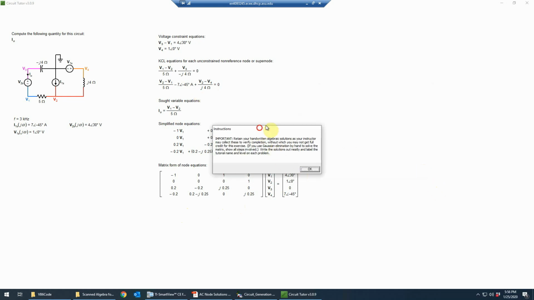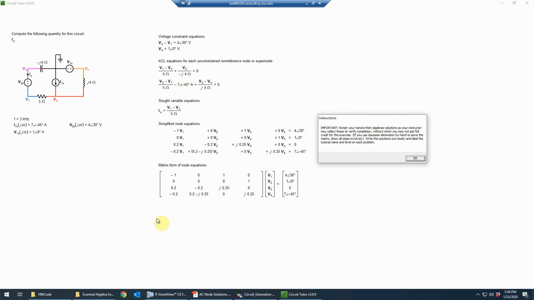Okay, and your instructor might ask you to turn in the written algebra that you did for this. If so, then you should retain that and turn it in if they've requested that. Otherwise, it's a good idea to keep that just as your own record of what you've done, so you can refer to it later when you're studying in case you need to review how to do the complex algebra.